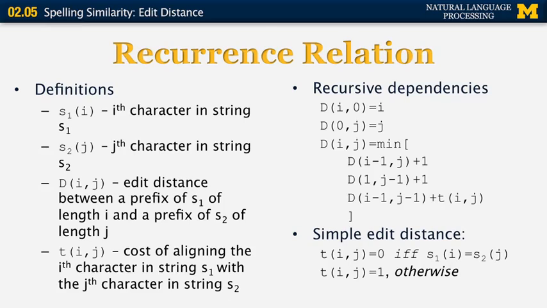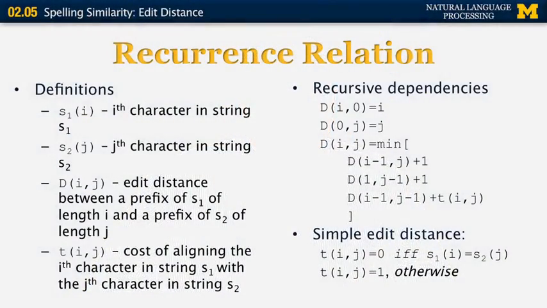On the right-hand side of the slide, you see the base cases. D sub i0 is equal to i. So essentially, the cost of aligning any string of length i with a string of length 0 is equal to i, because we need i insertions to turn the empty string into the string of length i. So by symmetry, the edit distance between the empty string and a string of length j is equal to j, because we need j deletions to convert a string of length j to a string of length 0.